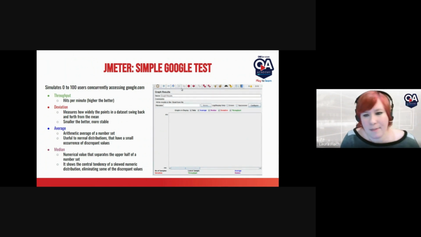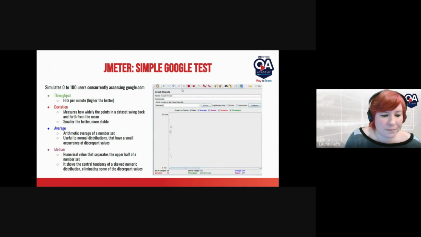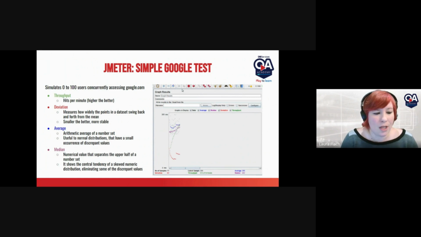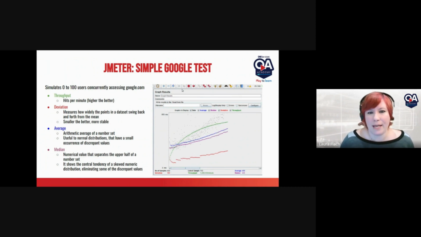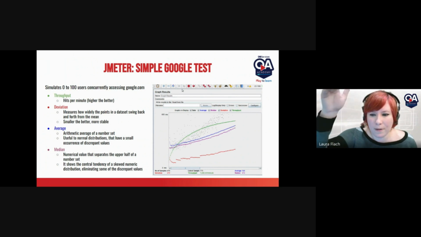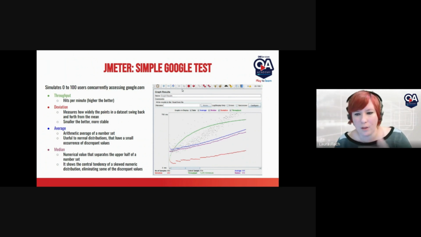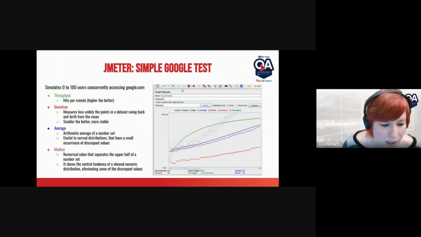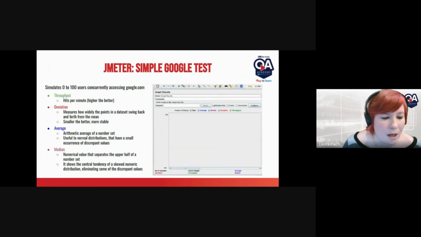A median is better because the median separates the upper half of our number set. It shows the central tendency of a skewed numeric distribution, so it eliminates the discrepancies. So it's very good. We also have some other examples like the 90% average, which eliminates 5% of the top discrepancies and 5% of the low discrepancies. This is also a good metric to use.